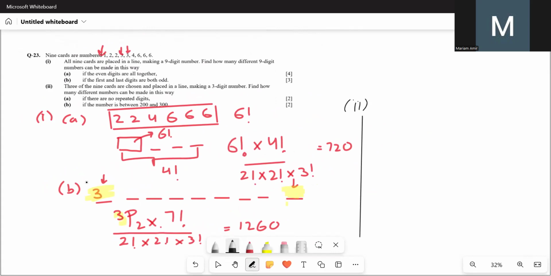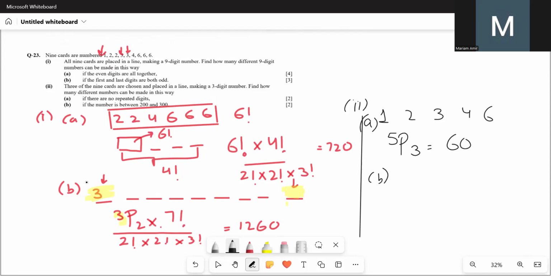Three of the 9 cards are chosen and placed in a line, making a 3-digit number. Find how many different numbers can be made in this way if there are no repetitions. So if there are no repetitions, we could get a 1 or 2 or 3 or 4 or 6. Sorry, these are 5. So we could get 3 out of these 5 values. So the arrangements would be 5P3, which is 60.